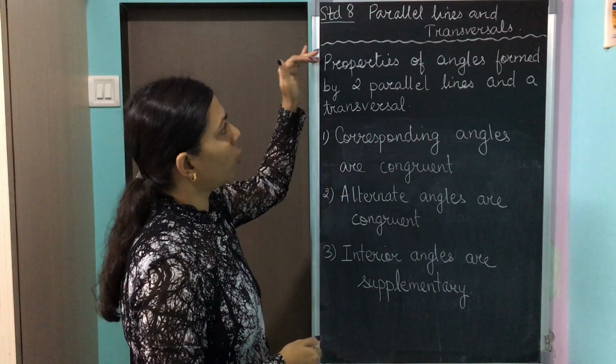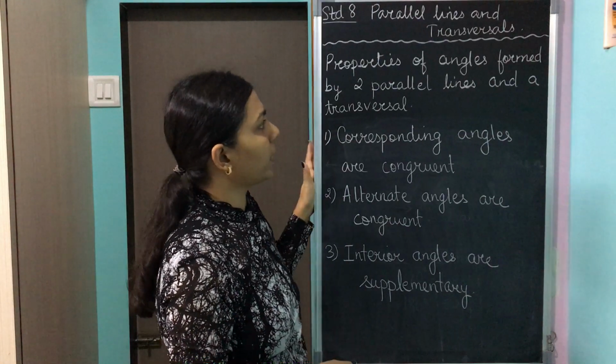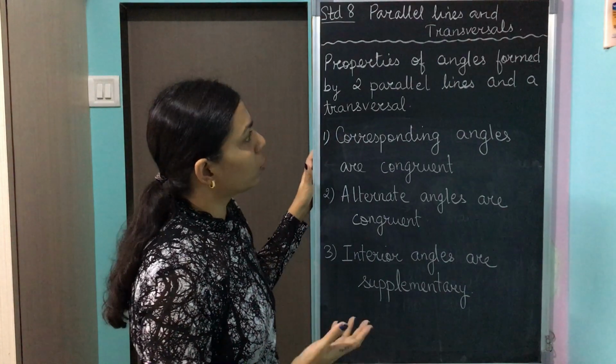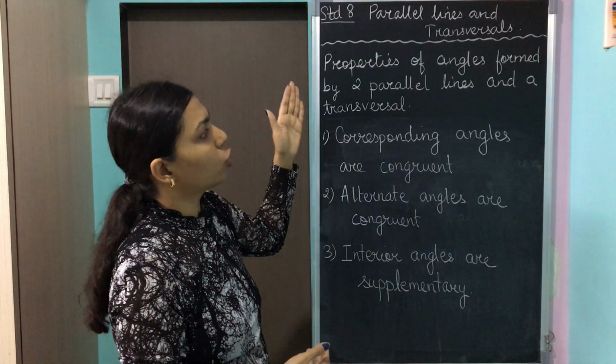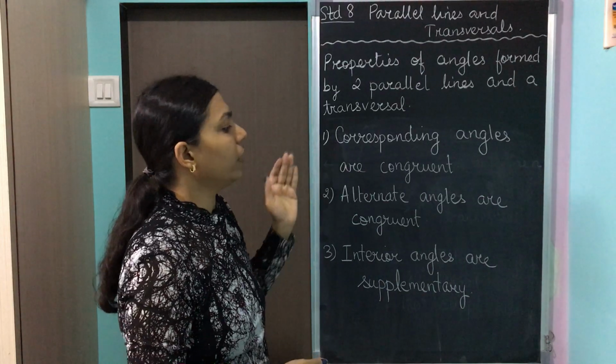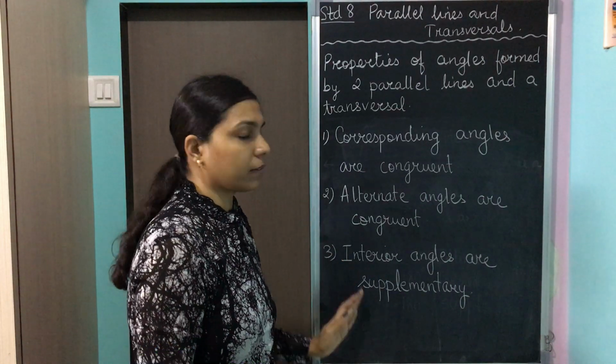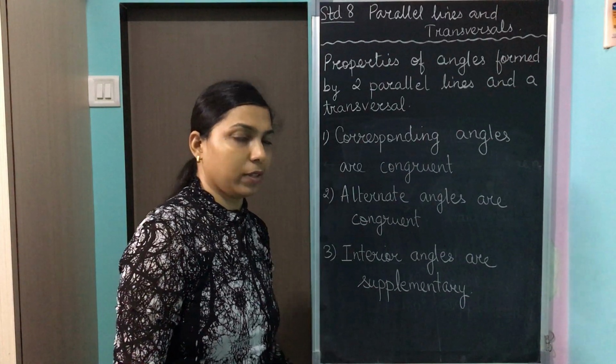So you have to copy this down from over here. These are the three properties which you get to know when you have two parallel lines and a transversal. Your corresponding angles are congruent, your alternate angles are congruent, and your interior angles are supplementary. Please copy this down, students.